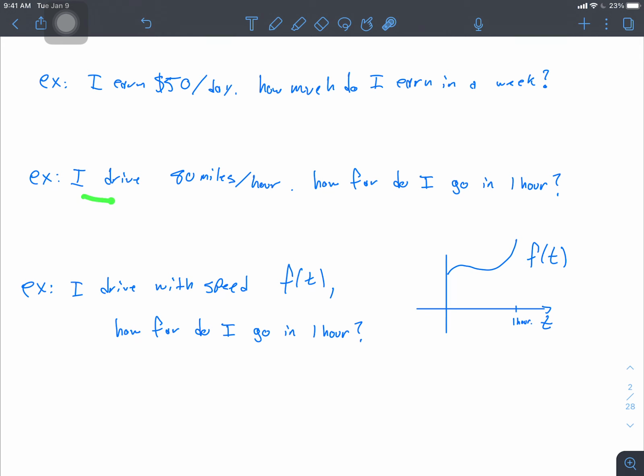So this one's easy, right? If I'm driving 80 miles an hour and I drive for 1 hour, then I go 80 miles. I just take the number of miles per hour times the time that I drove, and I get the answer. But what if my speed is changing all the time? What if I am speeding up and slowing down and stopping at stoplights and all this stuff? And I have a function which describes how fast I'm driving at a given time. How then am I going to say how far I went in 1 hour if my speed is constantly changing? This is what we're going to study.